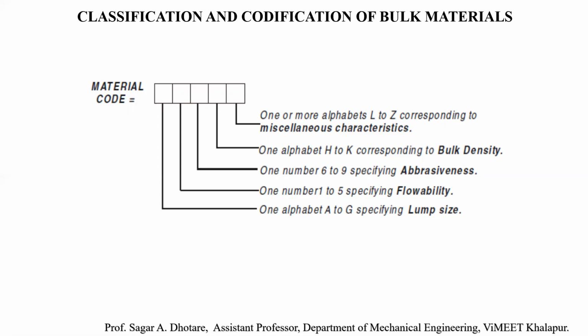There are a few boxes shown in a figure. The first box is one alphabet, A to G, specifying the lump size. In the second box, a number 1 to 5 specifies the flowability. In the third box, a number 6 to 9 specifies the abrasiveness. In the next box, one alphabet H to K corresponds to the bulk density. And the last box shows one or more alphabets, L to Z, corresponding to the miscellaneous characteristics of the material. So let's see a few standard codings.